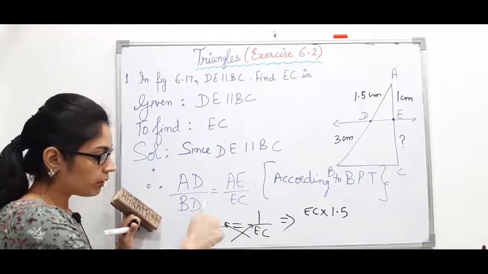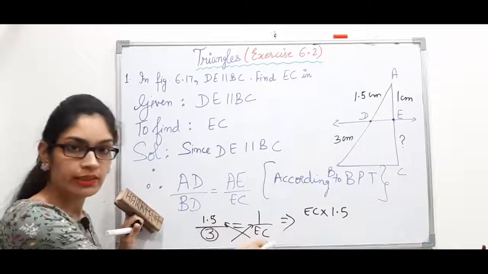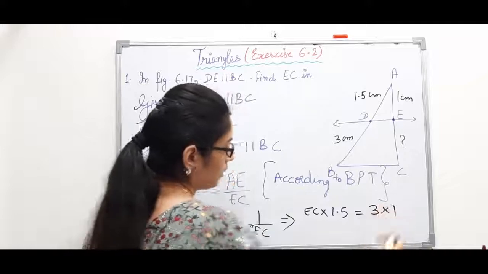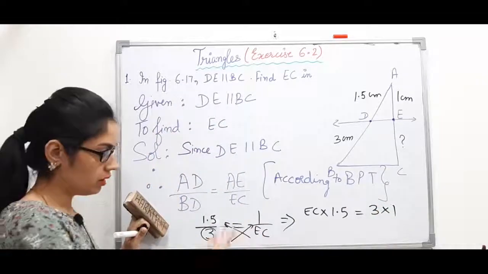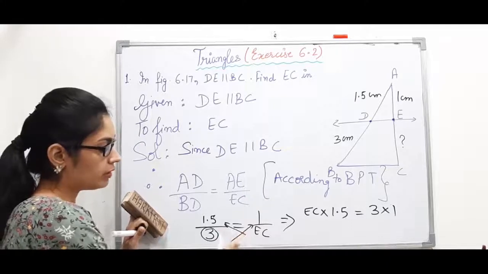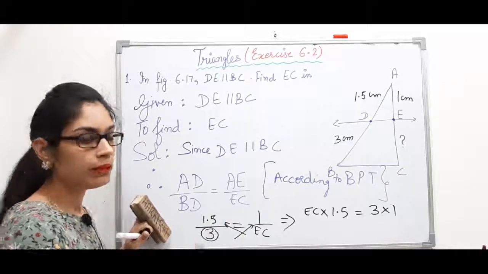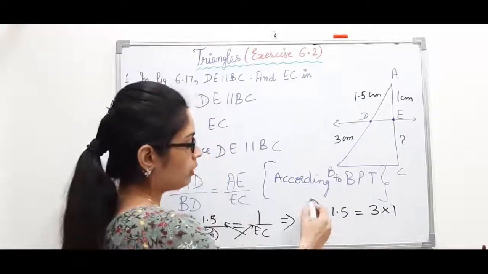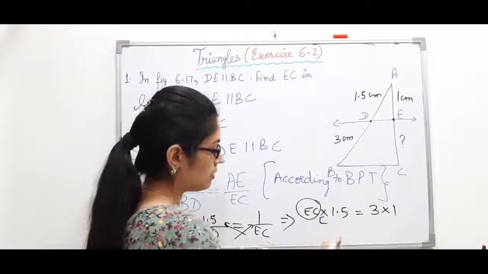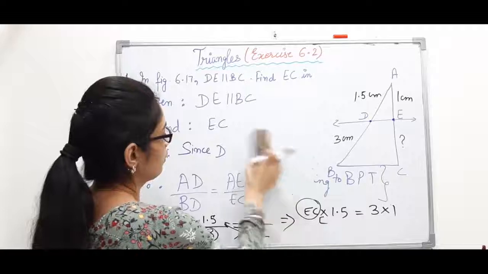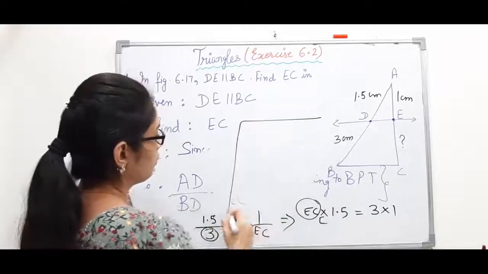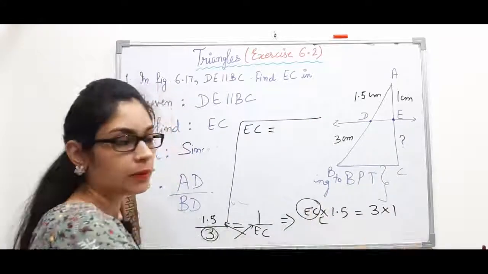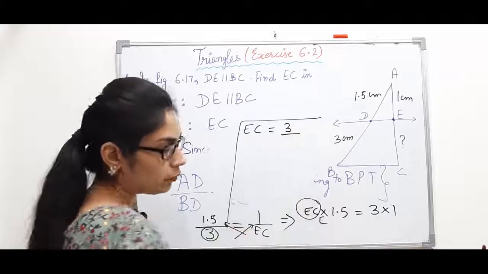In the same way, 3 is getting divided on this side, so if you change the side, it will get multiplied. So this 3 will be multiplied with 1. Directly, cross multiplication also suggests the same thing, and if you want to do it by changing the sides, both mean the same. Now EC into 1.5 is equal to 3 into 1. Now we need to find the value of EC, so keep EC on this side and shift 1.5 to the other side. So 3 into 1 will be 3.